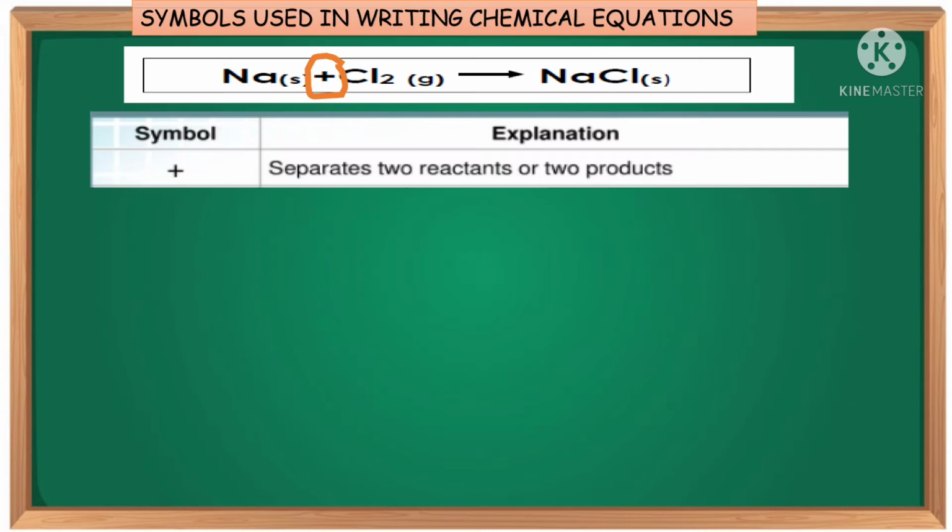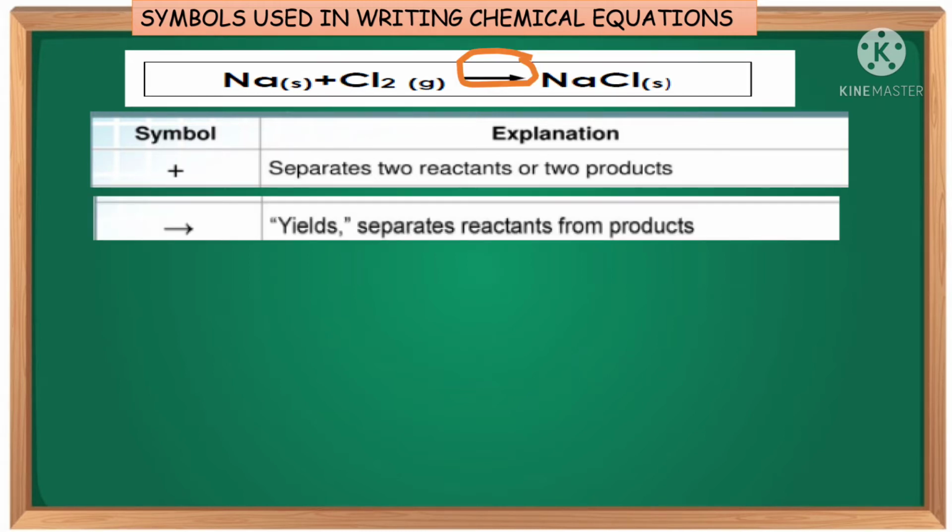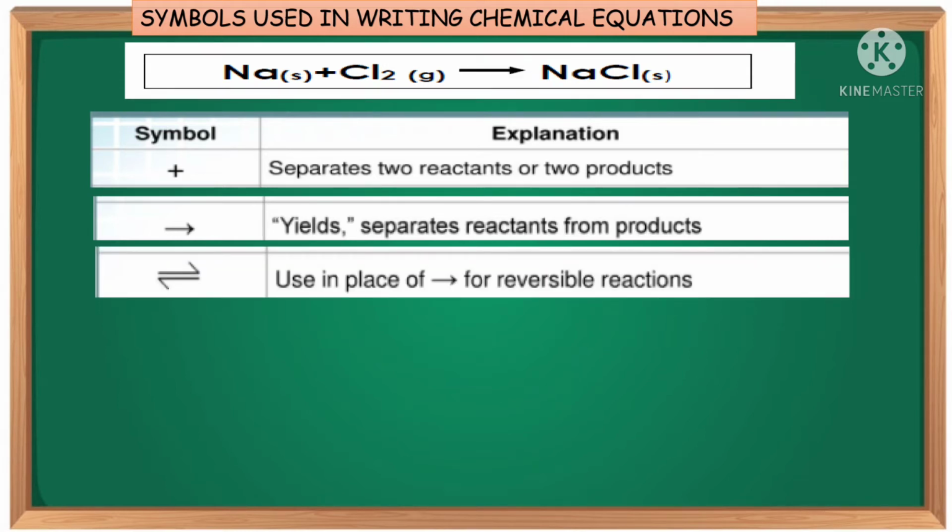Those are the symbols used in writing chemical equations. The plus sign separates two reactants or two products. Next is the arrow, which means yields and separates reactants from products. And the reversal arrow is used in place of the arrow for a reversible reaction.